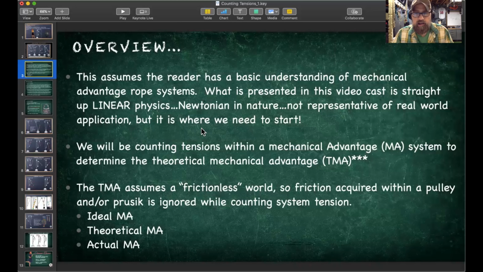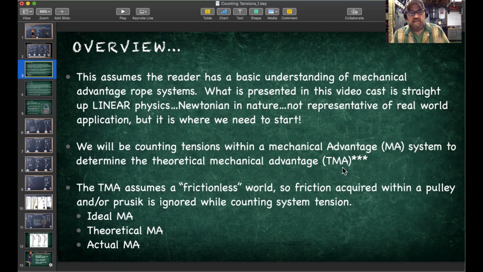We'll be counting tensions within a mechanical advantage system to determine the theoretical mechanical advantage. I've got some asterisks going in here. There's a bunch of different definitions. If you look in any kind of Google or Bing searches, you're going to see a bunch of varied definitions for what ideal mechanical advantage, theoretical mechanical advantage, and actual mechanical advantage are. Actually, the actual mechanical advantage is pretty straightforward. That is, in the end, how much force you have to pull, with everything accounted for, as far as what kind of edge you're dealing with, what the coefficient of friction is on that, and what the friction is within your pulleys. All those things make up your actual mechanical advantage when all is said and done.